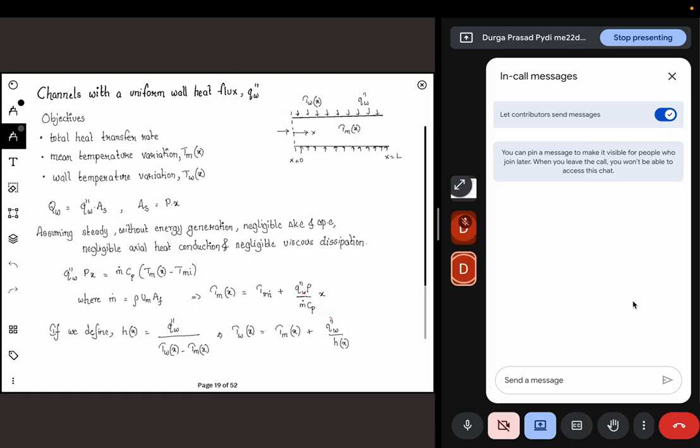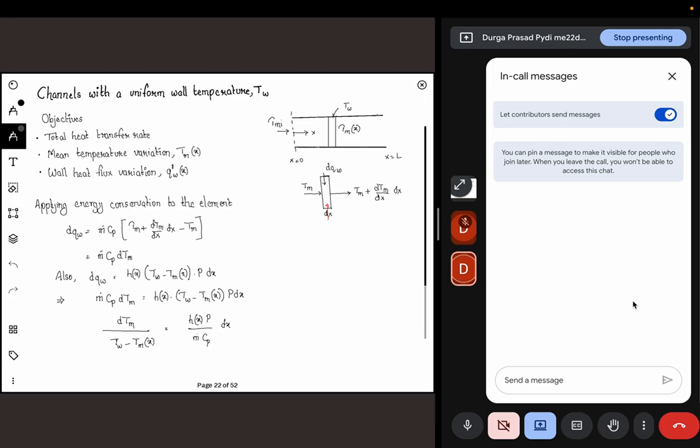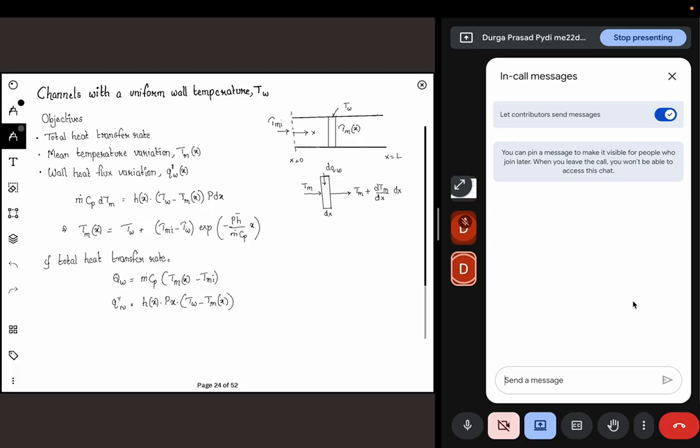Now, when we apply the same analysis for uniform wall temperature, we took an elemental volume and applied an energy balance, and from there we determined that the mean temperature varies exponentially, and it will reach the wall temperature at infinite distance. From this, we also determine what the heat flux variation could be. To determine it, we need to know the heat transfer coefficient, and then we apply the scaling analysis, where we observe that the heat transfer coefficient is a function of k by delta t, and in the fully developed region delta t will be constant. So h of x will not be a function of x anymore. Then this will become constant.